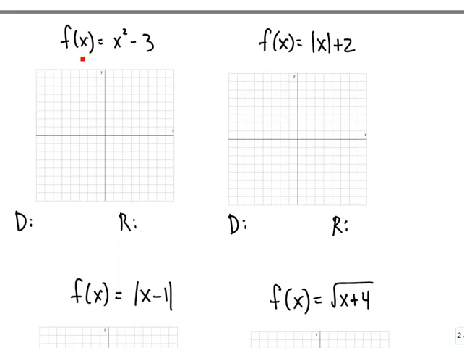So if we take a look at this first example, we have f of x equals x squared minus 3. The first thing you want to do is identify what your base graph is and how it's being transformed. So the base graph here is x squared.